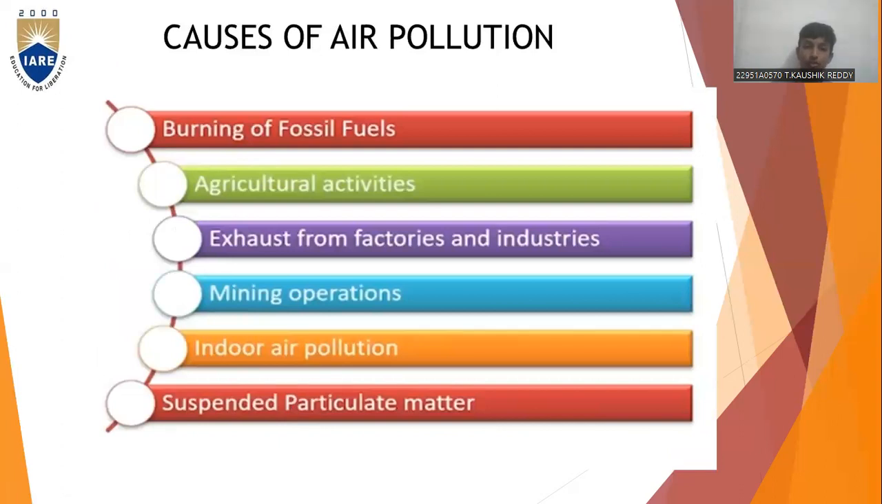There are six major causes of air pollution. Among them, the first one is burning of fossil fuels, the second one is agricultural activities, the third one is exhaust from factories and industries, the fourth one is mining operations, and the last but one is indoor air pollution and suspended particulate matter. These are the six major causes of air pollution.